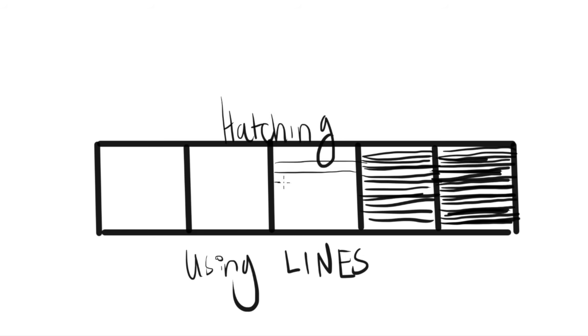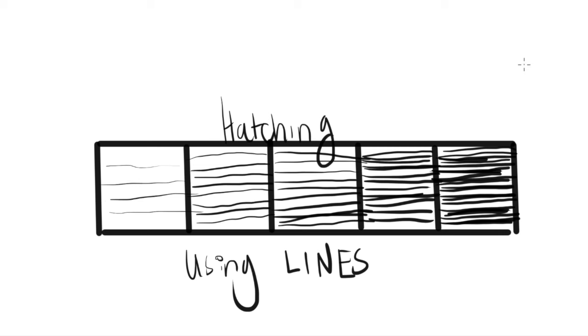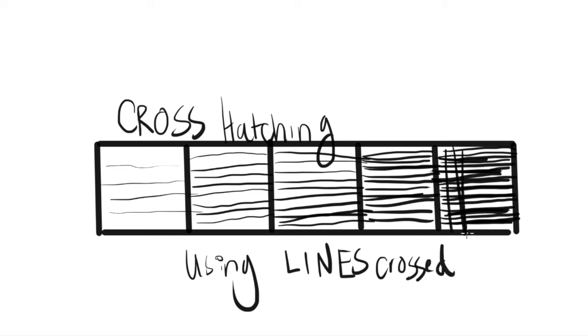In this value scale, you can see exploration of using lots of lines all going in the same direction to create a value scale of light to dark. Another technique similar is called cross-hatching. These are using lines that are crossed over one another. With this technique, artists overlap lines in different directions to create darker values.